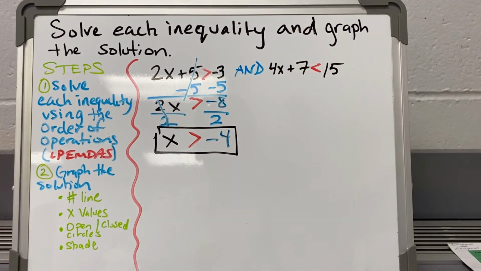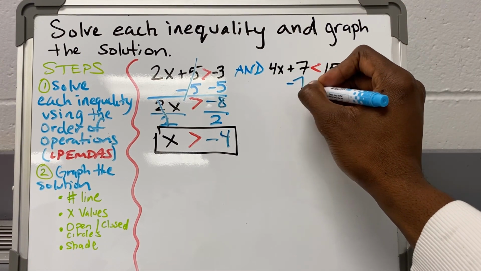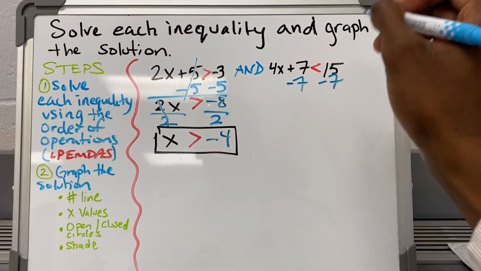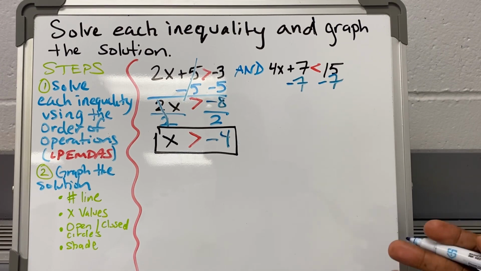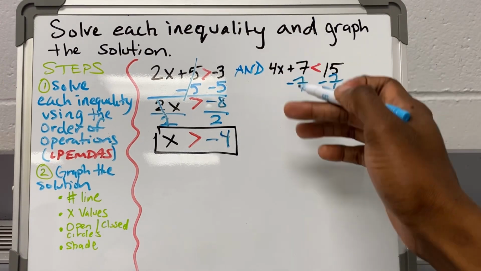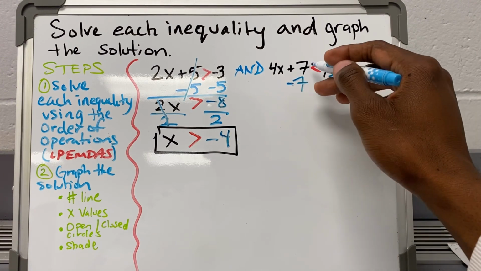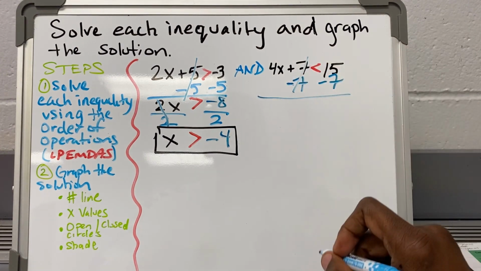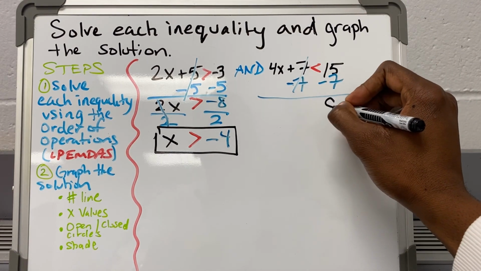I want to get everything away from that x. So I'm moving this 7. I want it on the same side as the 15. All right, you always have to look at, are these like terms on the same side? If they are, just combine them. If they're not, you have to do the opposite operation. So we're going to subtract to get rid of this. Now, 15 minus 7, that is 8. We're going to put an 8 there.